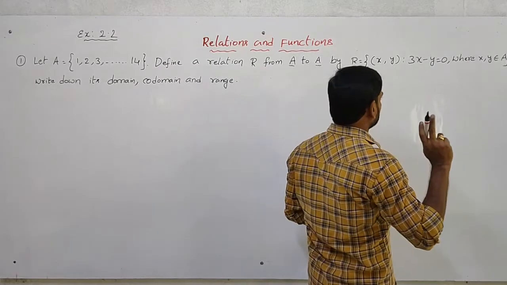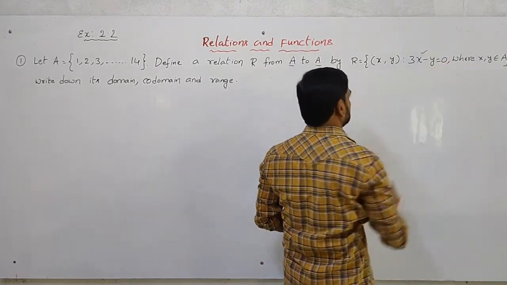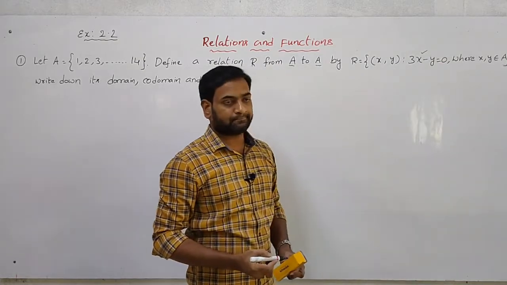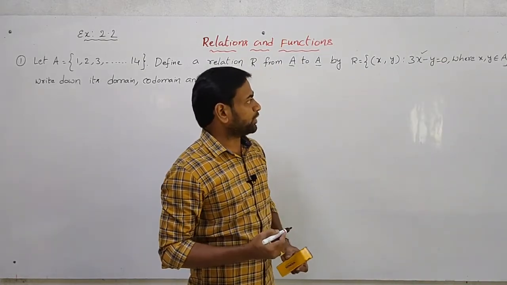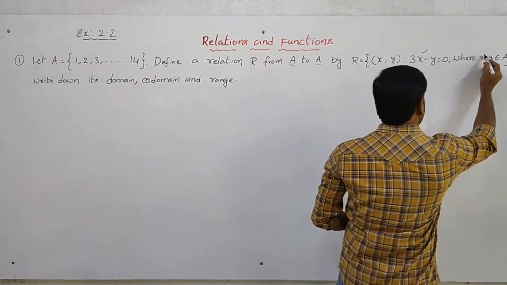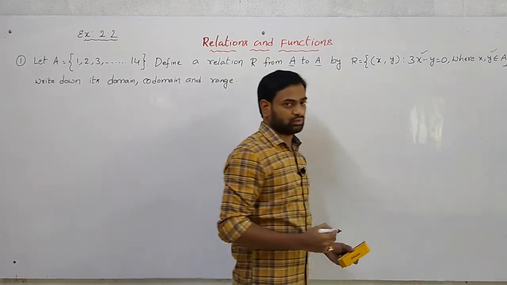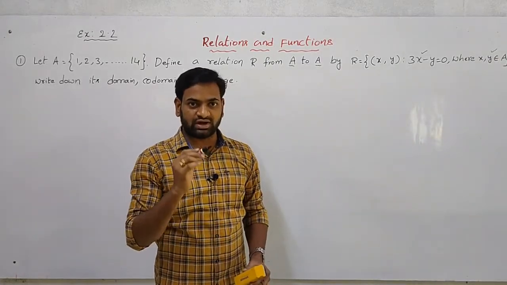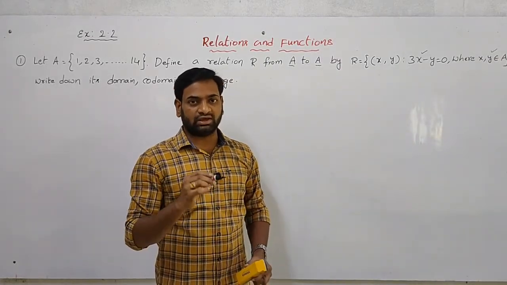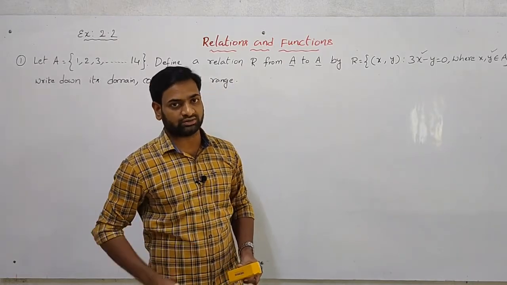So here two important points are there. The first one is the relation between x and y, and one more important point is that here the x value and y value compulsorily belong to A only. The x value should be in A, and y also should be in A only. That is the important point.